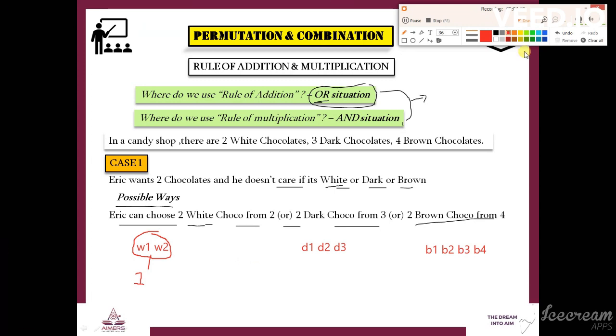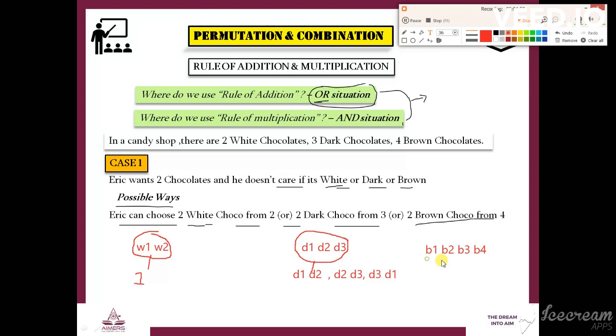Now you are coming to dark chocolates. We have 3 dark chocolates. Out of these 3 dark chocolates, you are going to select 2. So what ways are possible? Either you can choose D1, D2, that can be one possibility. Another possibility will be D2, D3. Another possibility can be D3 and D1, right? So these are the 3 possibilities to choose the chocolates.